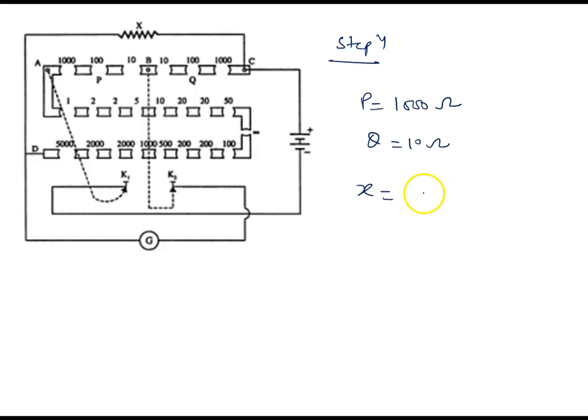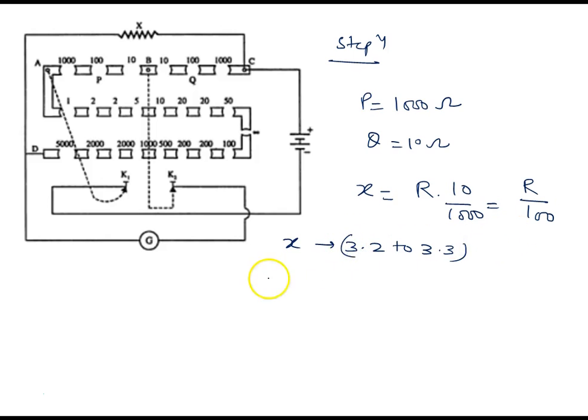X can be written as, again I think I can directly write it, R into Q by P, so it is 10 by 1000. I will write R upon 100. In the last slide I was able to calculate that the value of X is ranging from 3.2 to 3.3, but it is 100 times, R should be 100 times X. It means I should get the answer between 320 to 330. Is it okay?